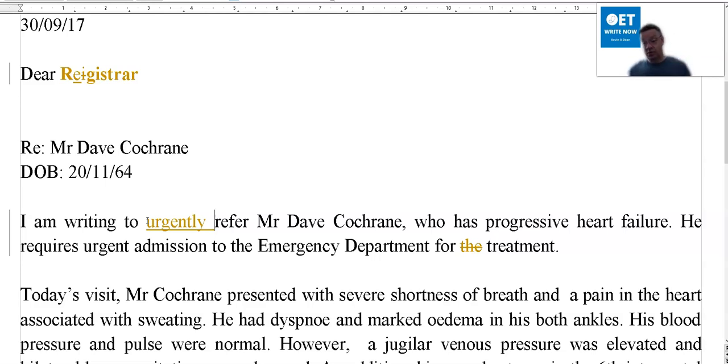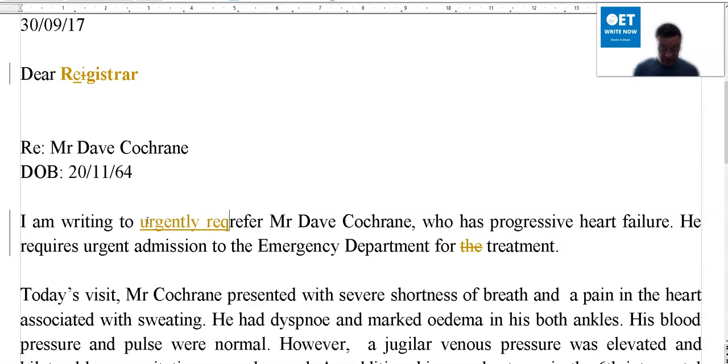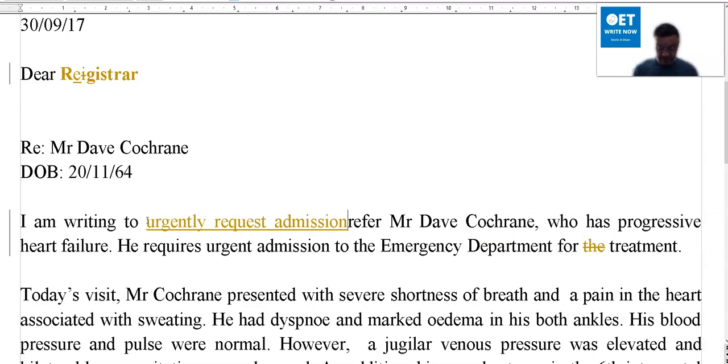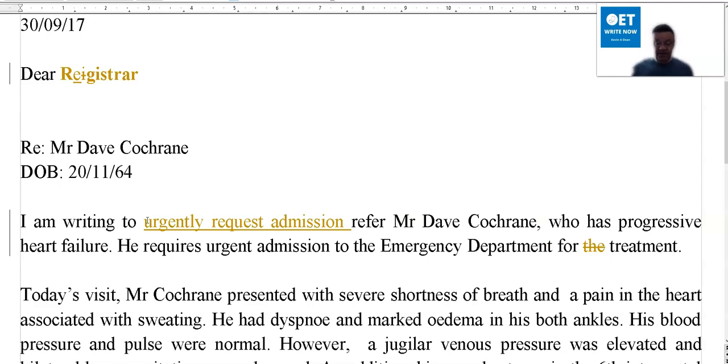So what you could do, to get that purpose immediate, is write: writing to urgently request admission for Mr. Dave Cochrane, who has progressive heart failure, blah, blah, blah. So you could do that. But in terms of correcting what the writer's done, we just don't need that article in front of treatment, for treatment in general. Okay?